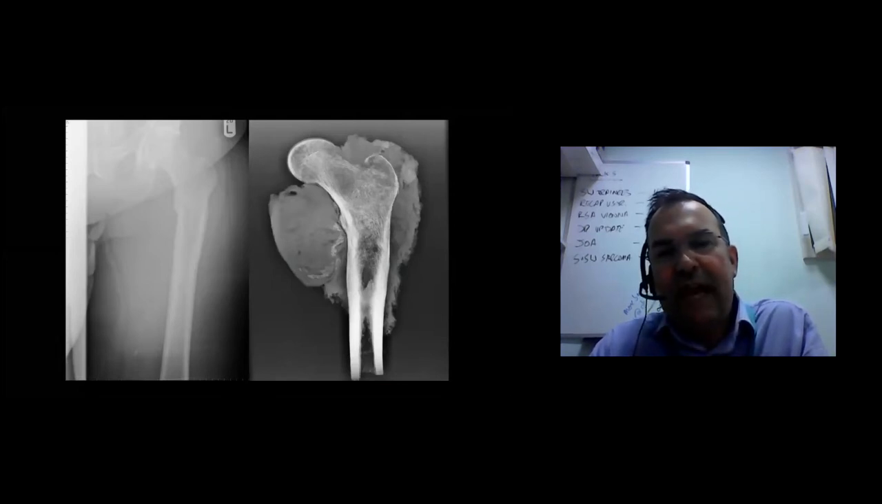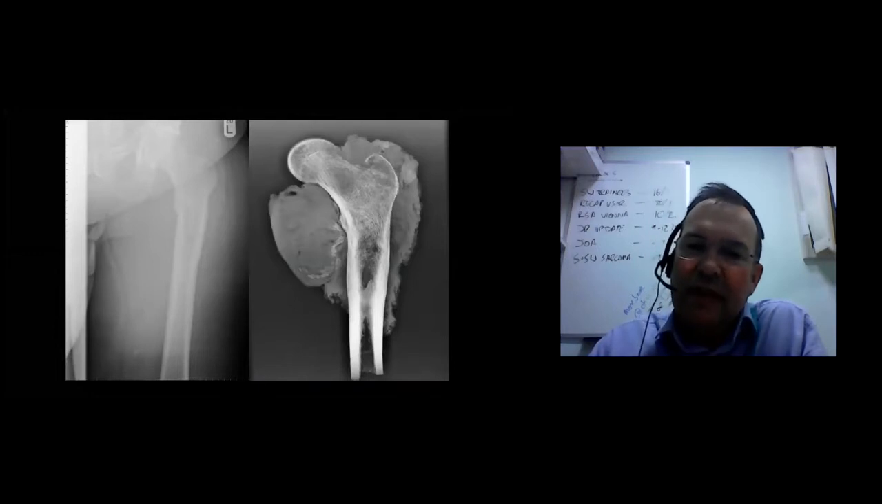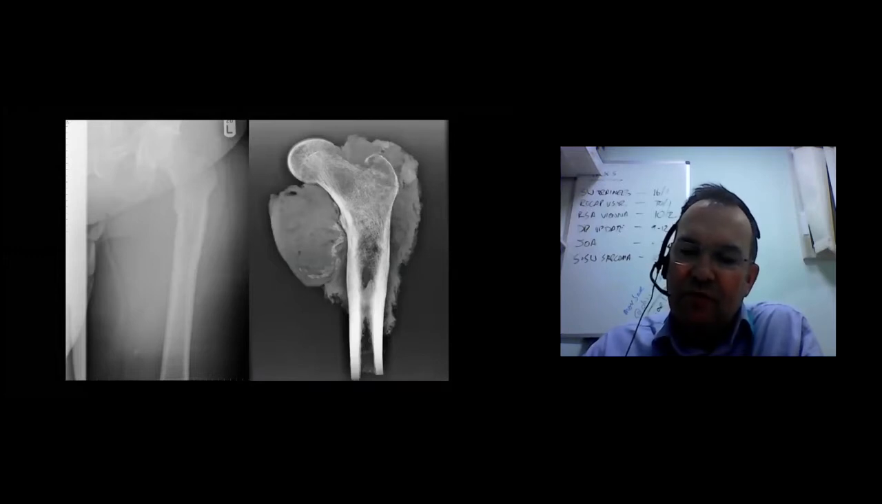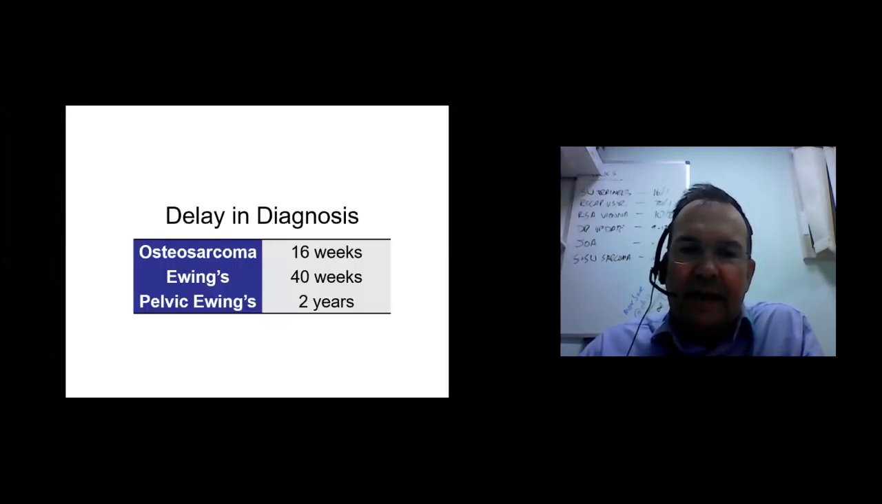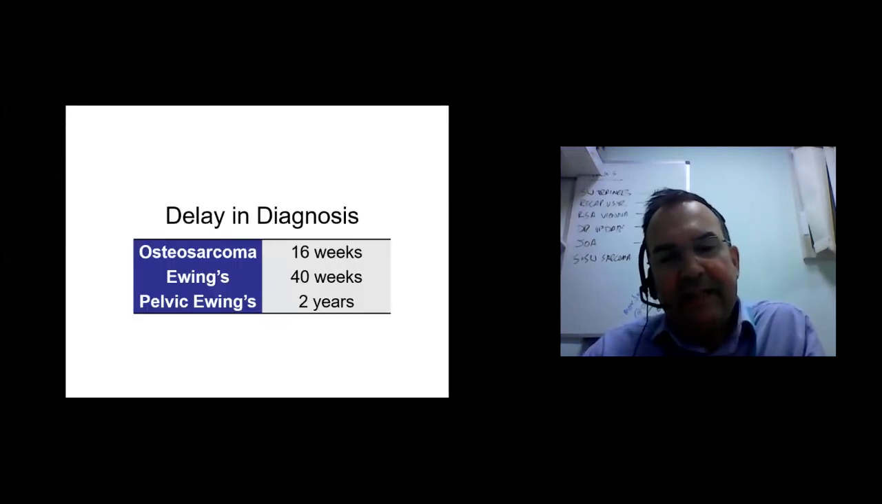Here in Oxford, we take X-rays of the tumour once they've been resected. It just helps us understand the pathology a little bit better. And again, this was a tumour that was abutting the periosteum, and therefore we needed to do a proximal femoral resection. And these are the delays in diagnosis, really astounding. Osteosarcoma, 16 weeks, Ewing sarcoma, 40 weeks, and pelvic Ewing's 2 years.